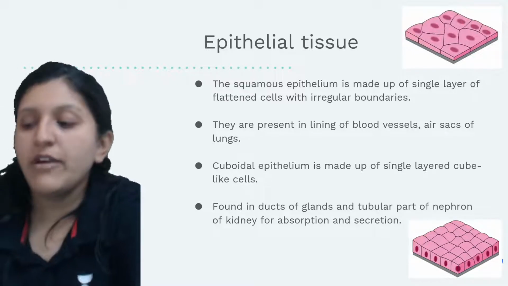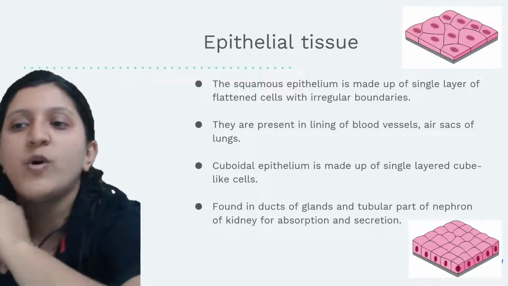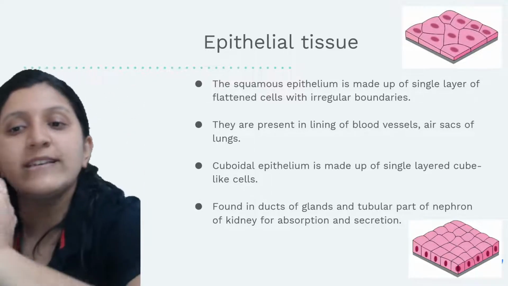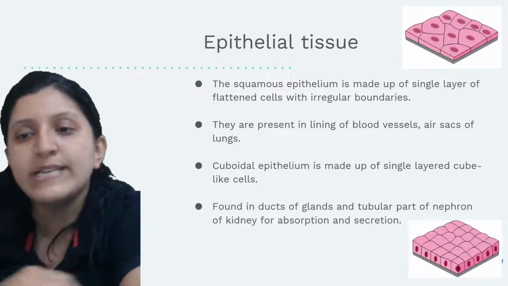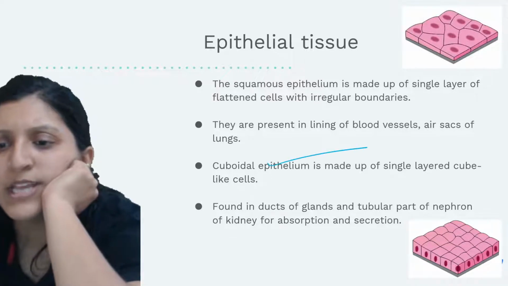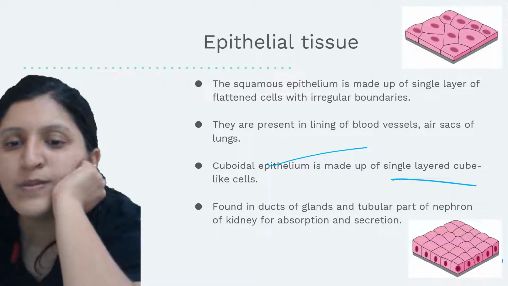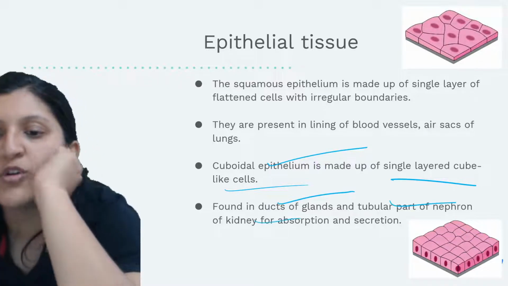Okay, so now epithelial tissue, the squamous epithelium, is made up of a single layer of flattened cells with irregular boundaries. They are present in the lining, so this is already done. Cuboidal epithelium is also a single layer of cube-like cells found in ducts of glands and tubular parts of the nephron of the kidney, so that is for absorption and secretion.